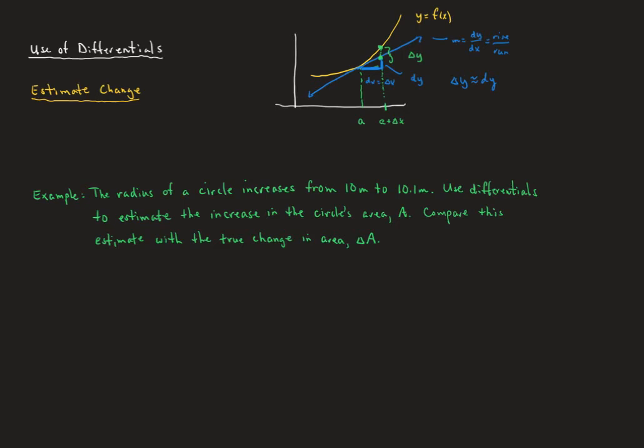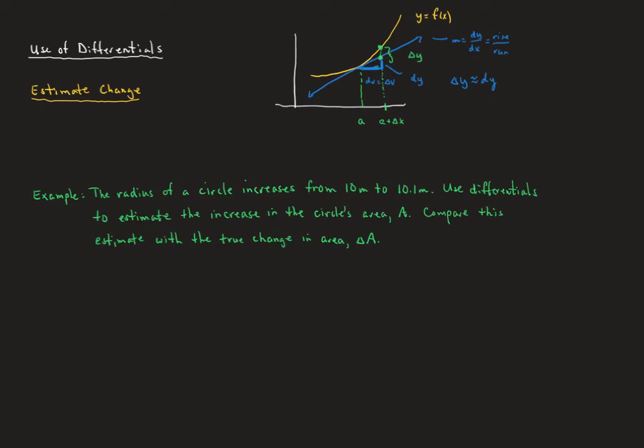So let's explore what that might look like. We have the radius of a circle that increases from 10 centimeters to 10.1 centimeters. Use differentials to estimate the increase in the circle's area, which we're going to call area A.